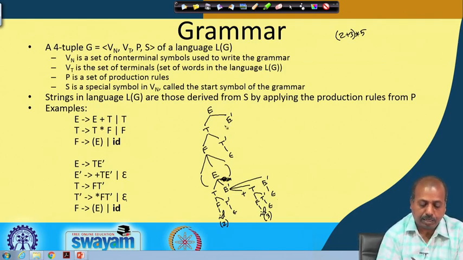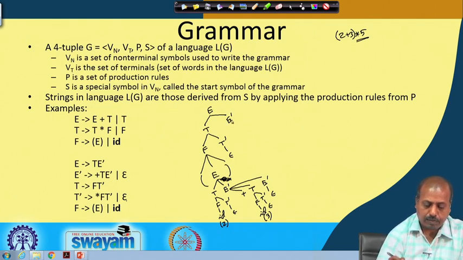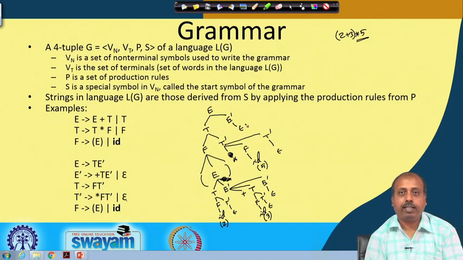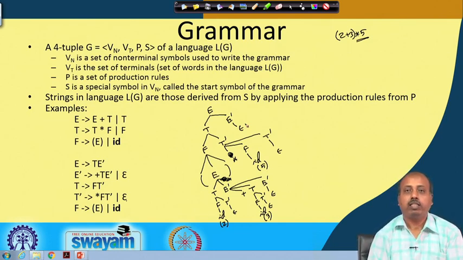Now, for this E dash part, from this E dash I have to derive that star 5. So for that, from this T dash I have to do star F T dash, that star will come from here. So this is star F T dash, and this T dash will give me epsilon, and this F will give me ID, which is 5, and this E dash will give me epsilon. So this way I can have another parse tree for the same expression, but using a different grammar. So both the parse trees are correct, only because the grammar is different.